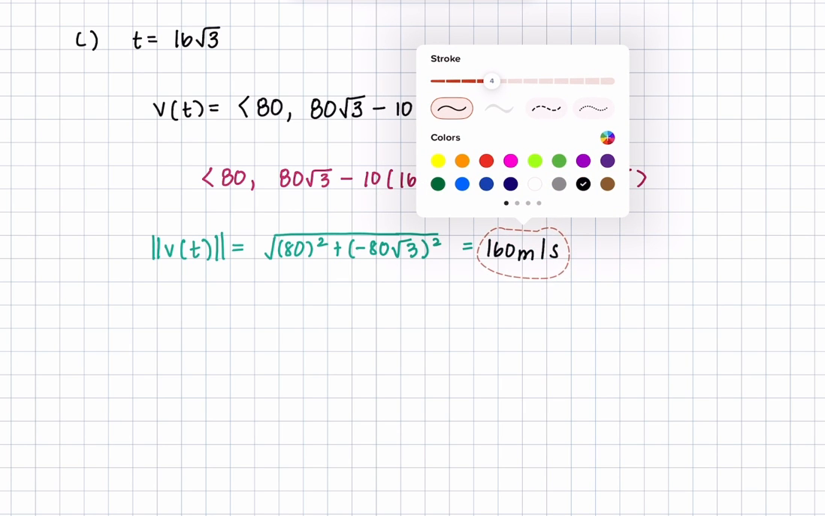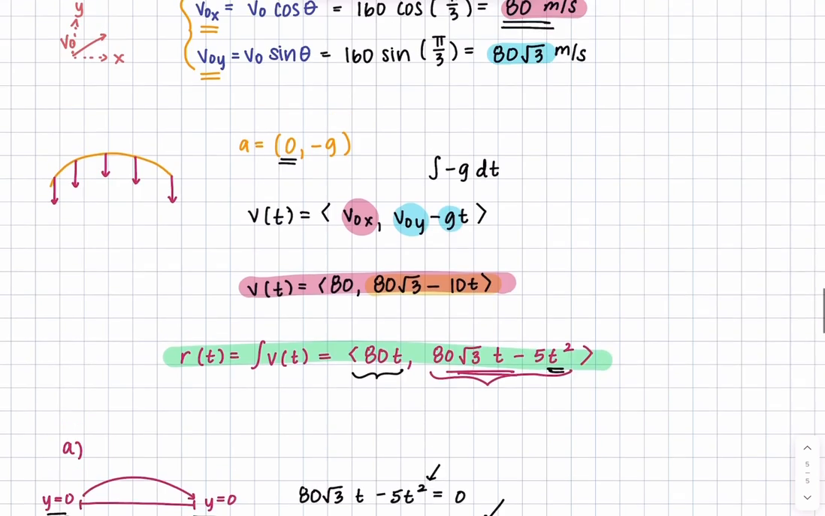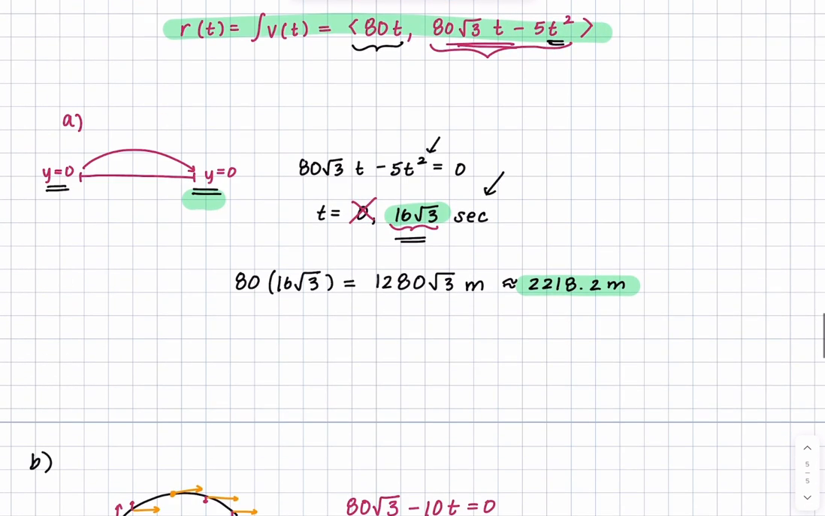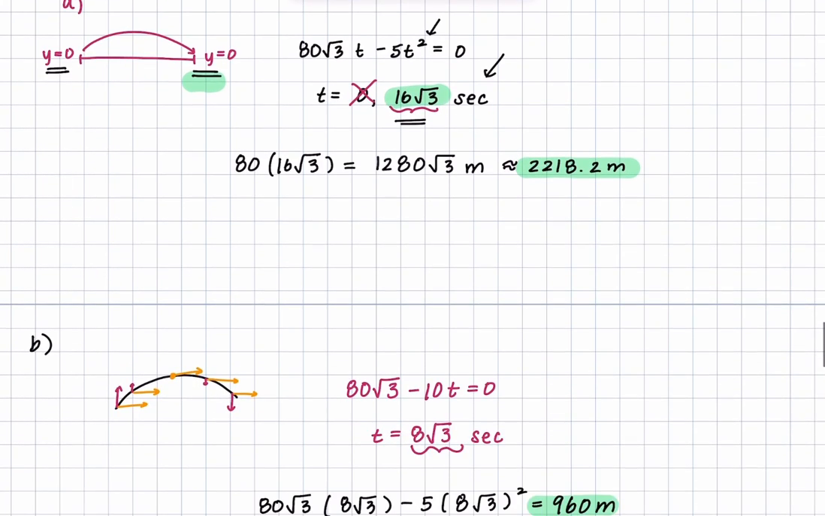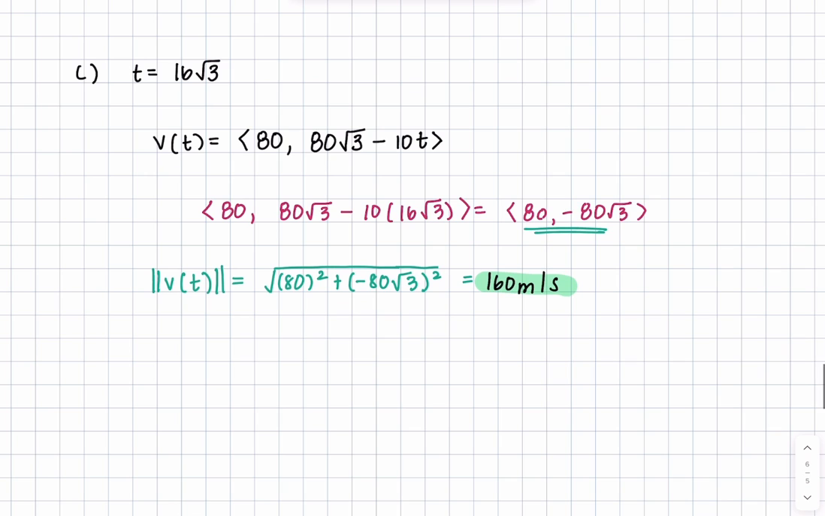So let's review our answers. For part A, the range, we have a range of 2,218.2 meters. For part B, we have a maximum height of 960 meters. And for part C, our speed at impact is 160 meters per second. Don't forget your units.